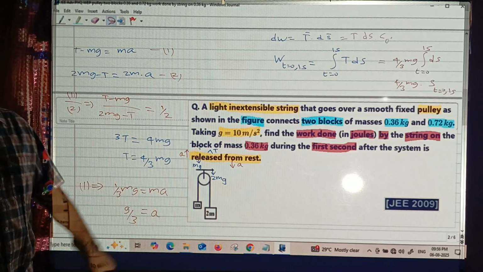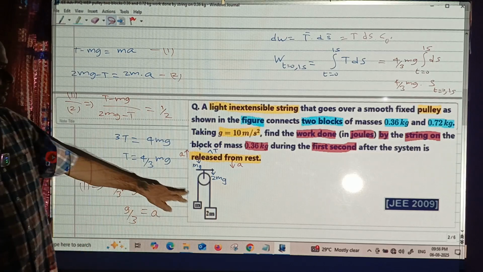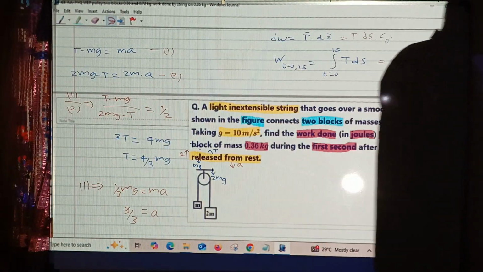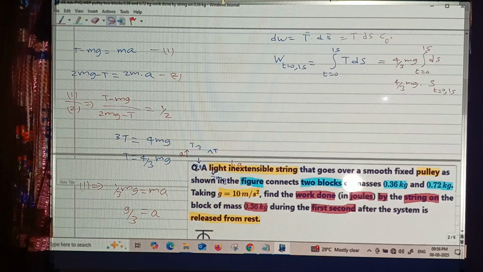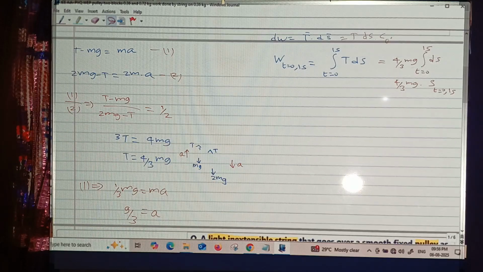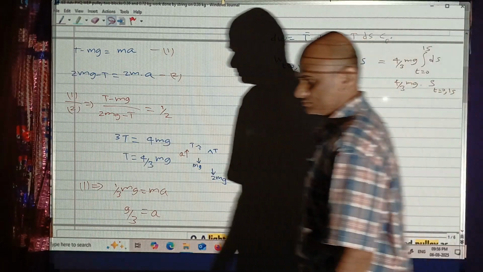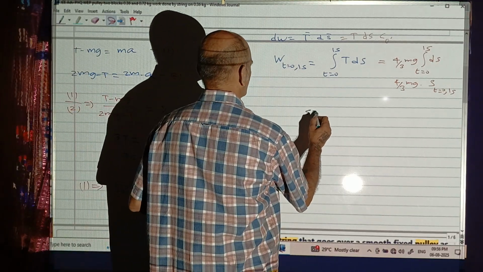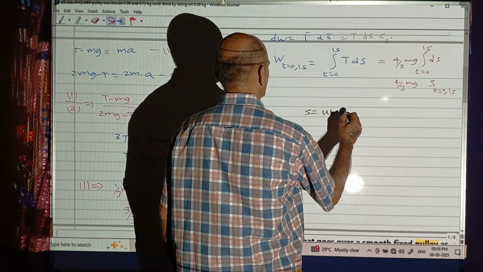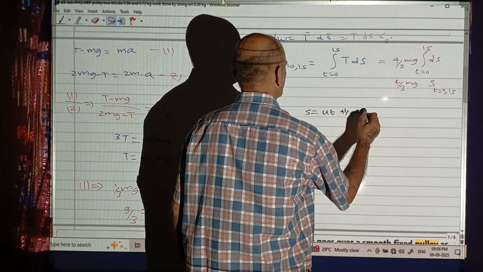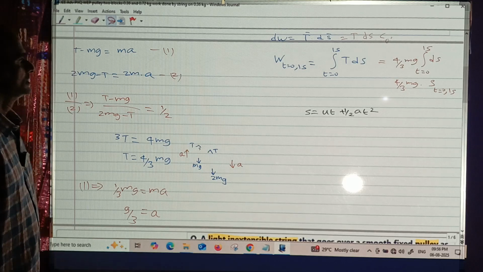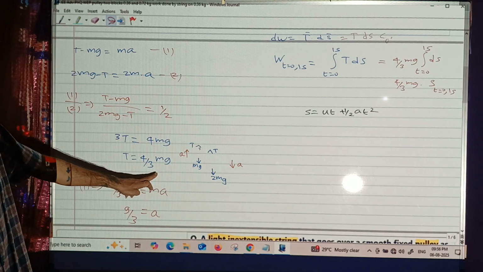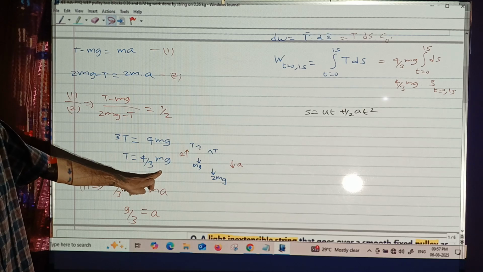This mass is moving at a constant uniform acceleration because the force acting on it is constant and uniform, and that acceleration has been found as g by 3. So to get the displacement in the first second, we can use the equation of motion, which is valid for uniform acceleration, s is equal to ut plus half a t square. Here acceleration is uniform because the force acting on the mass m, which is the tension, is uniform and constant. It's not a function of space or time.